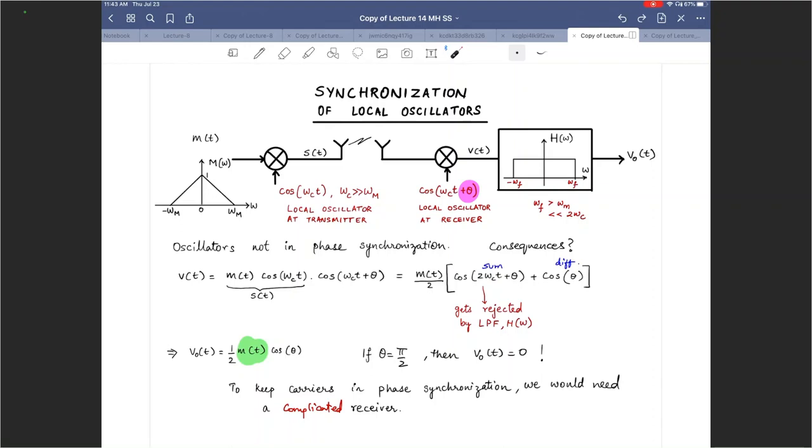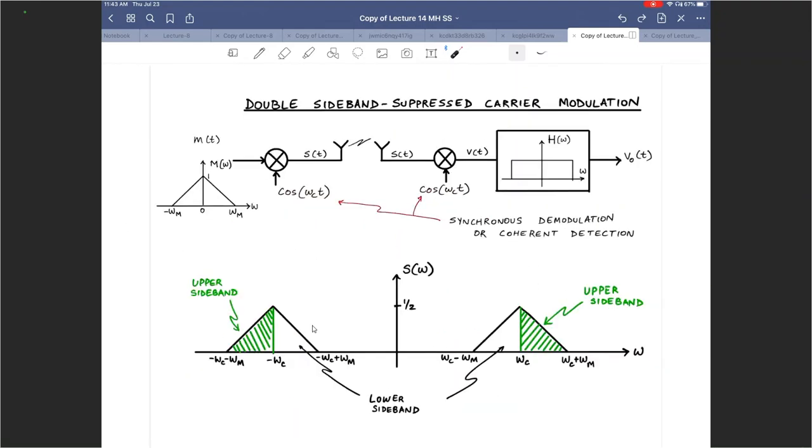So to keep the carriers in phase synchronization, we will need to design a complicated receiver, which will more or less use a phase lock loop to keep things in sync with respect to the phase. Frequency sync is pretty easy to achieve. Okay, so that's also an aspect of communication systems, the phase synchronization, that will be discussed in detail in the higher level course. Now let's take a look at the bandwidth issue, right?